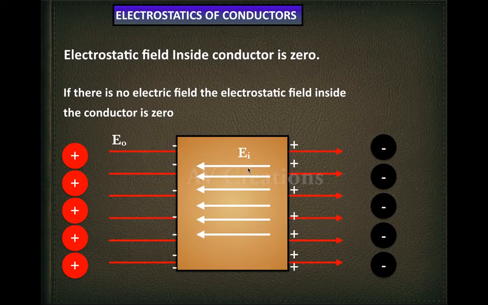This internal electric field is opposite to the external electric field E0. When E0 is equal to EI, they cancel each other. Then the electric field inside the conductor will be zero, even if there is an external electric field.